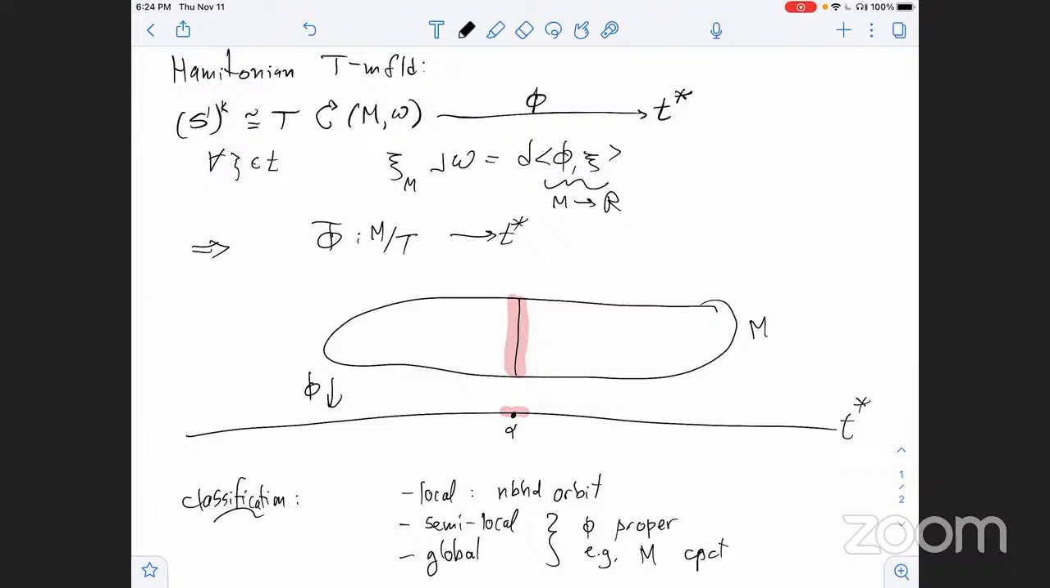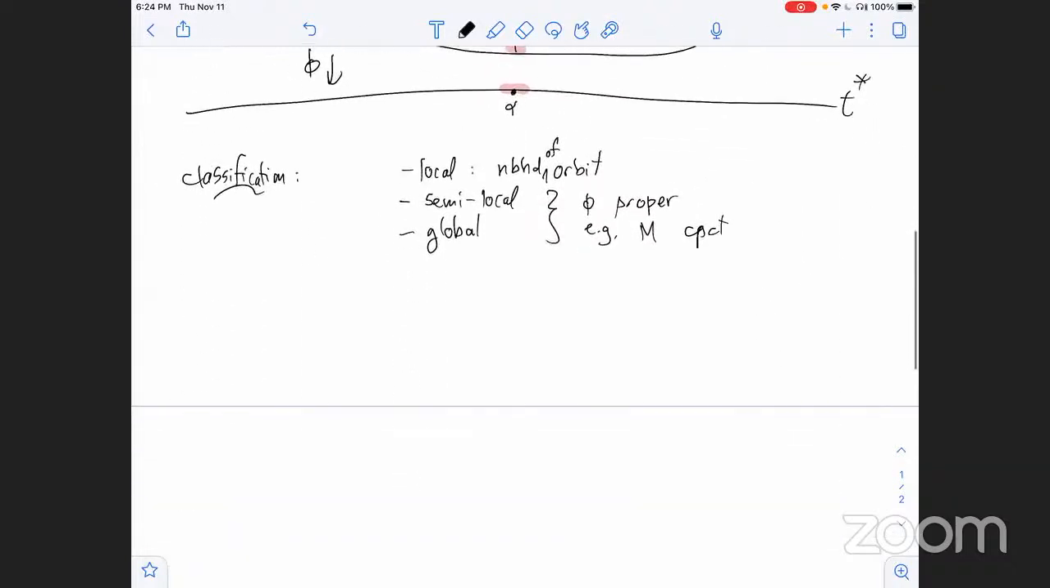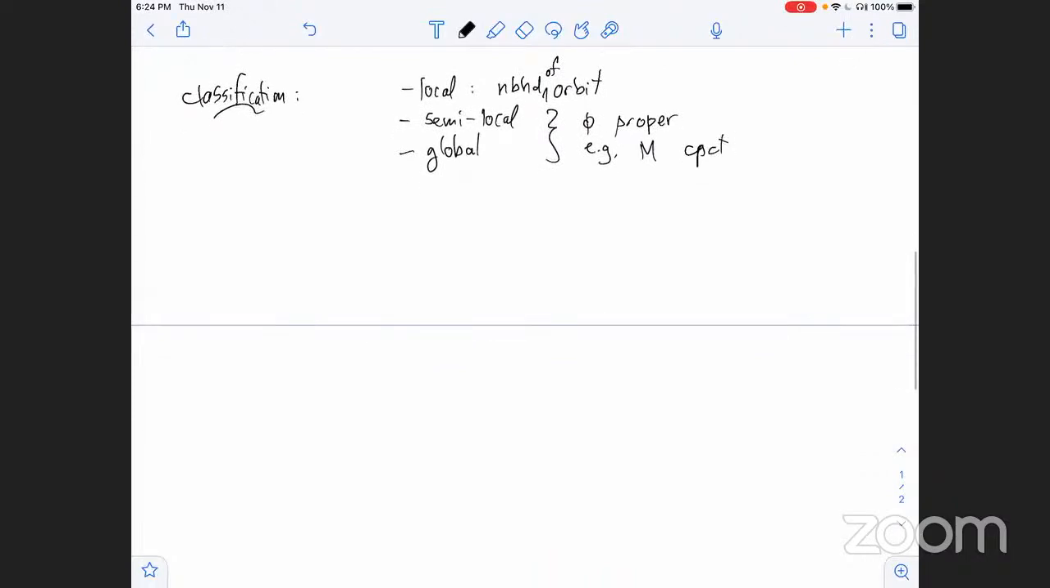I'm going to scroll and start saying a little bit about the local classification, because for local classification, you don't need complexity one. This is very general. This is the local normal form of Guillemin, Sternberg, and Marle. These are the building blocks for Hamiltonian compact group actions in general, but I'm going to focus on the torus case.